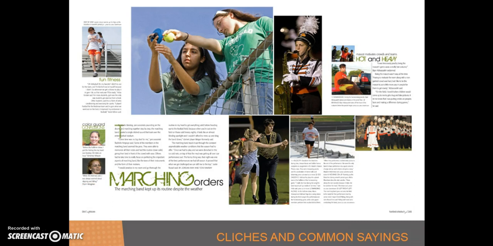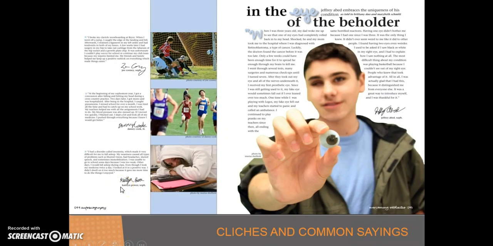Marching orders. This picture shows marching orders can involve more than just keeping in step on the field there. And this one, in the eye of the beholder. This is actually a story about a student who lost an eye at the age of 4. So he's had a glass eye ever since, and apparently he likes to take it out and talk about it. But anyway, here we have that visual, verbal connection there.